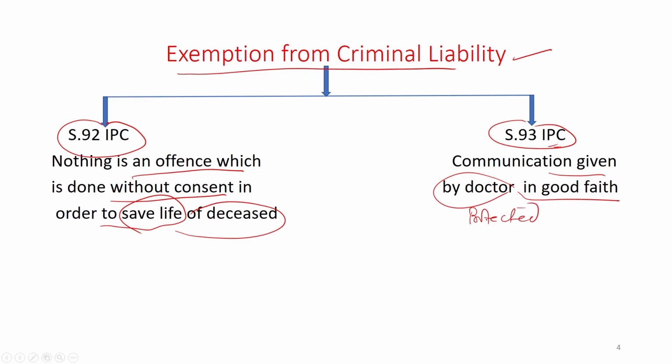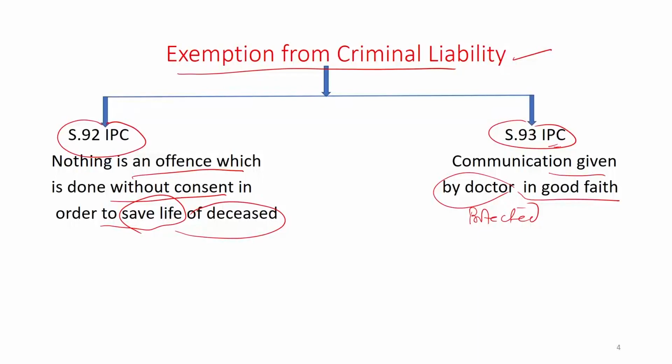You can understand this with the help of an example. Section 92, I have chosen this slide so that I can explain the law regarding protection provided to the medical professionals. Section 92 IPC says that nothing is an offence which is done by a person without consent in order to save the life of that person. So, that act is absolutely protected, exempted from criminal liability.